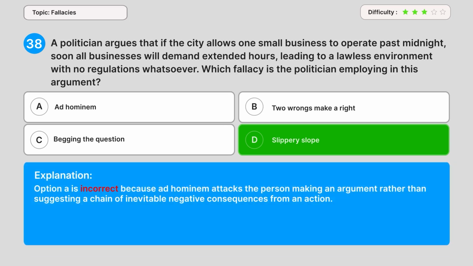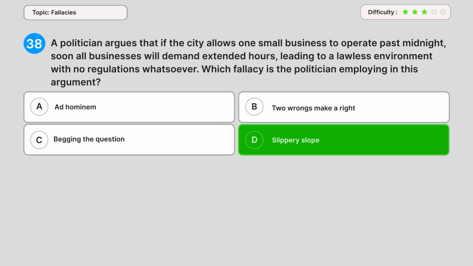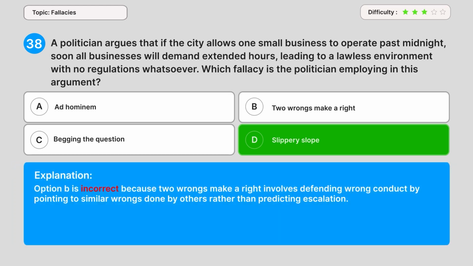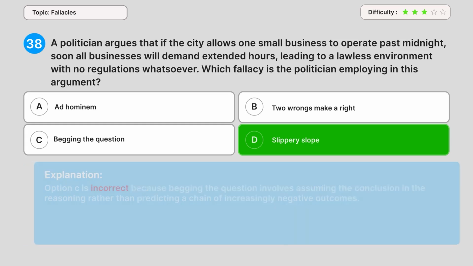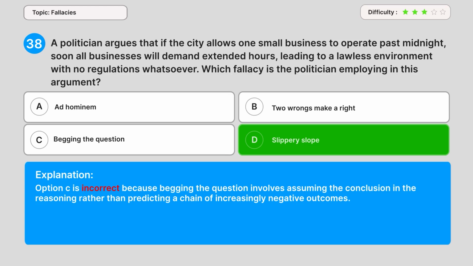Option A is incorrect because ad hominem attacks the person making an argument, rather than suggesting a chain of inevitable negative consequences from an action. Option B is incorrect because two wrongs make a right involves defending wrong conduct by pointing to similar wrongs done by others, rather than predicting escalation.